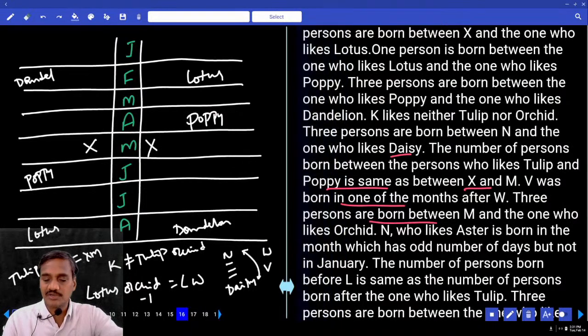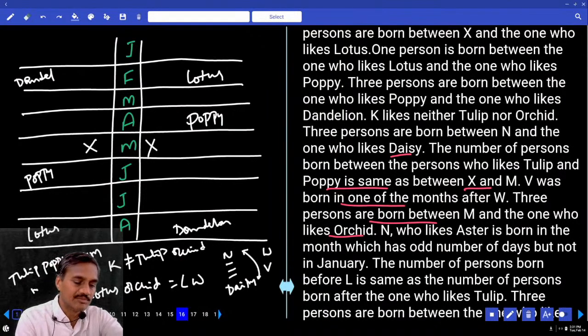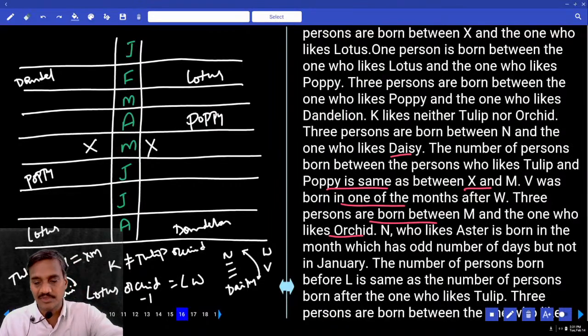And 3 persons born between M and the one who likes orchid. Now between M and the one who likes orchid, there must be exactly 3 people, in any order. We don't know the order. M and orchid, 3 people.